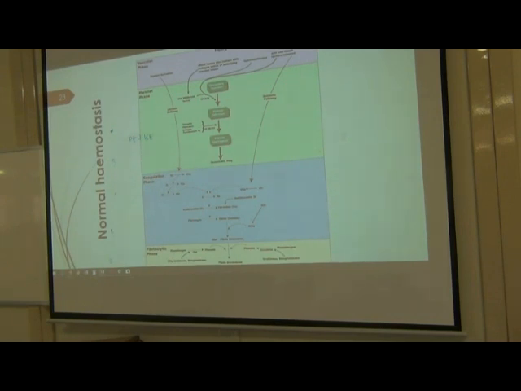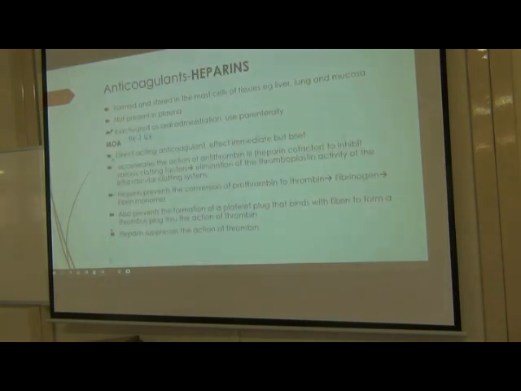So that is what heparin does. It accelerates the activity of antithrombin 3 to inhibit various clotting factors. So heparin prevents the conversion of prothrombin to thrombin and fibrinogen to fibrin monomer. It also prevents the formation of the platelet plug, like I said, that binds with fibrin to form a thrombus plug through the action of thrombin.